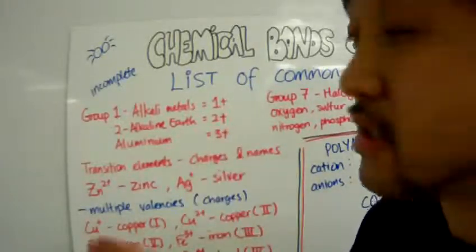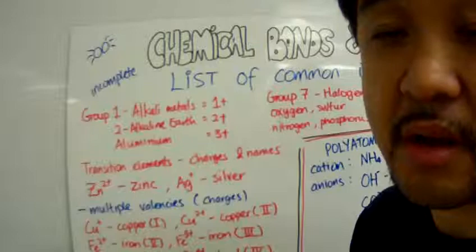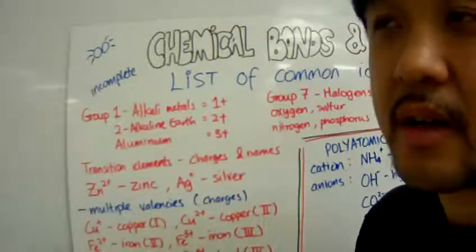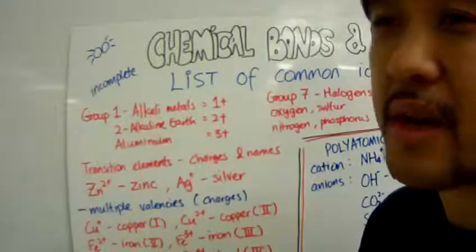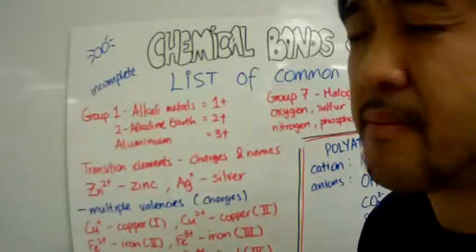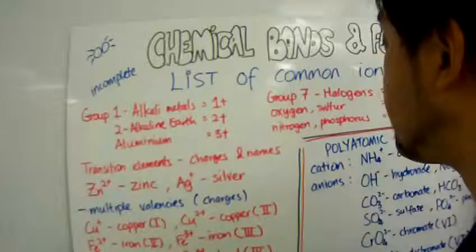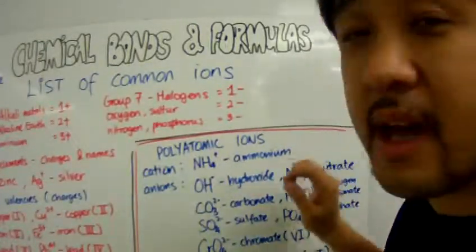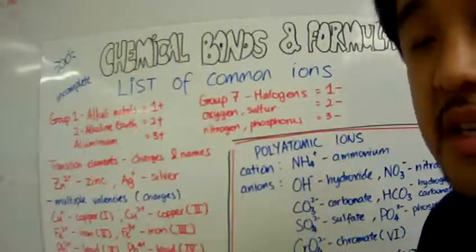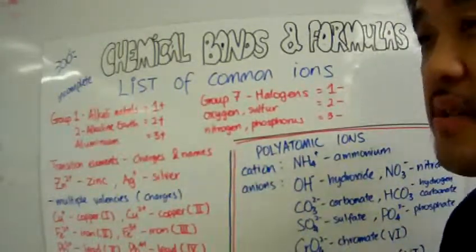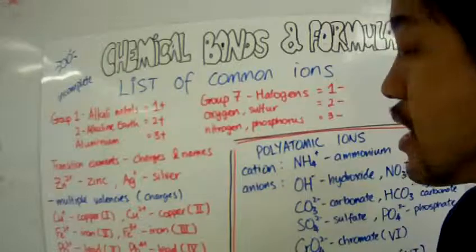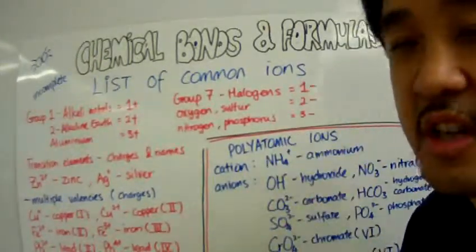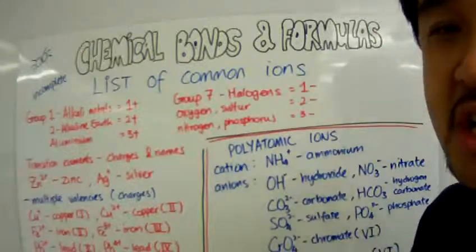Alkaline earth elements always have a charge of 2+. Then we talk about aluminum with a charge of 3+, and these are when these elements form ions. On the other side of the periodic table, you have the group 7 halogens. They will receive an electron from somewhere else, and they become one negative charge. Oxygen and sulfur have a 2- charge.